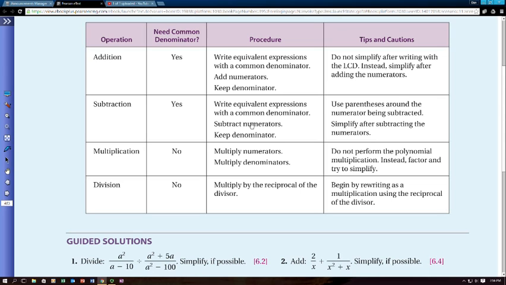Then the operation of multiplication. Do we need a common denominator? No. So what do we do? We just multiply numerators and then multiply denominators. And the tip or caution says do not perform the polynomial multiplication. Instead, factor and try to simplify. So in other words, even if I have like 2/3 times 3/4, I will prime factor those and then list out all the prime factors as I'm multiplying, with the hopes to match up prime factors so I can simplify as I'm multiplying.